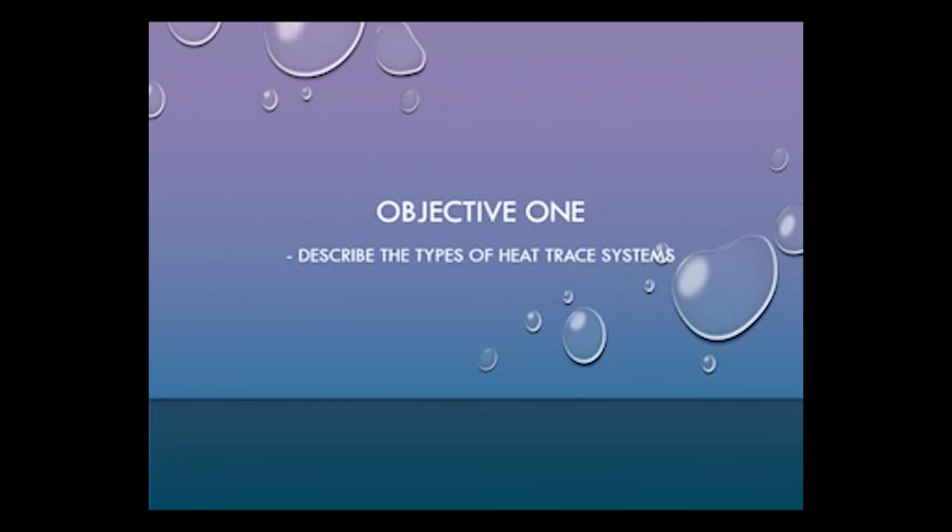Heat tracing is basically an electrical conductor designed to produce a certain amount of heat when a voltage is applied to it, and it works on Ohm's law. There are four different design types that we can install.